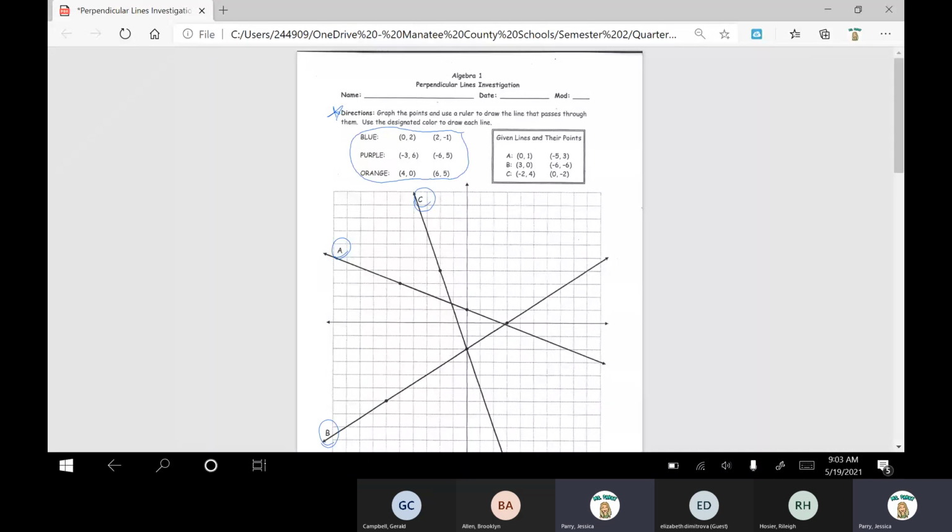That's going to be the first thing. And if you don't have a ruler, just try your best to draw it as straight a line as you can when you're doing this, okay?